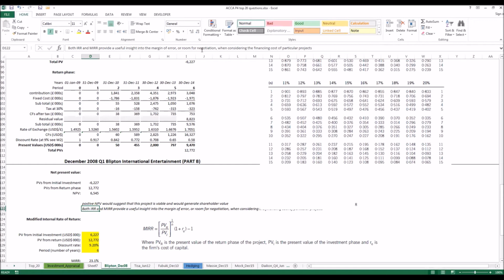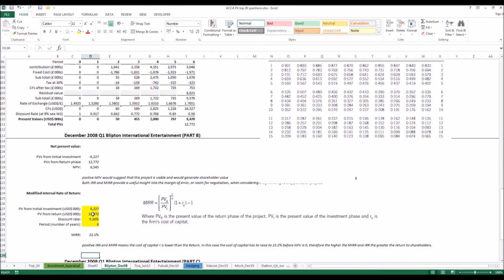So the lower your cost of capital and the higher your internal rate of return, the higher your NPV will be. Your cost of financing will effectively be much lower than your absolute returns are. One gives you a relative measure, and the other is an absolute measure, if that makes sense.